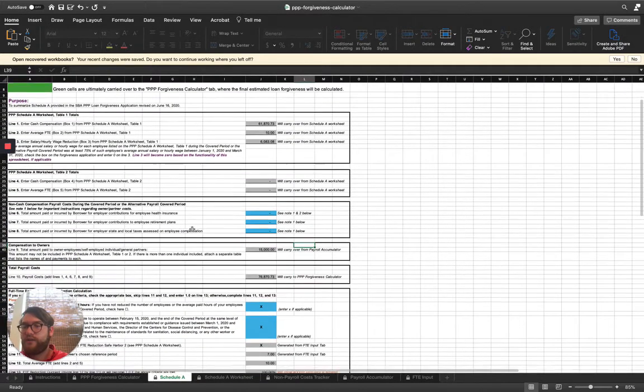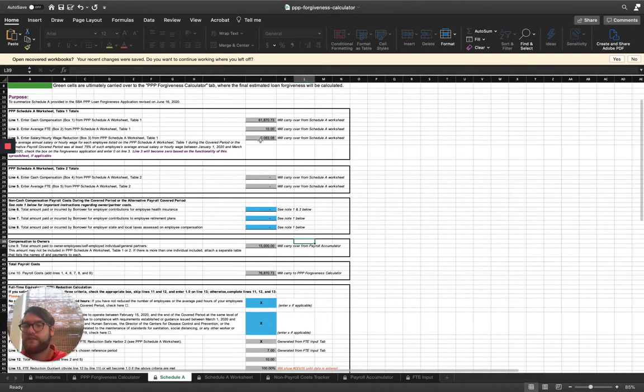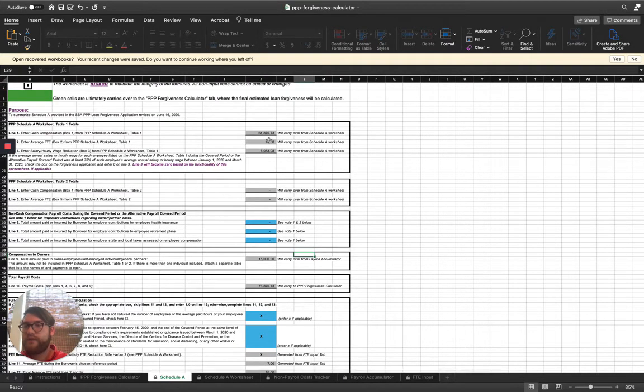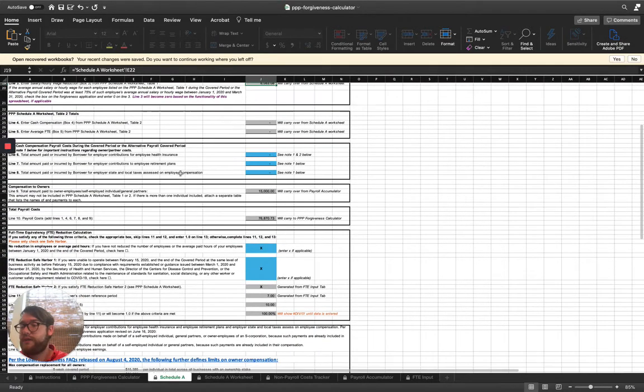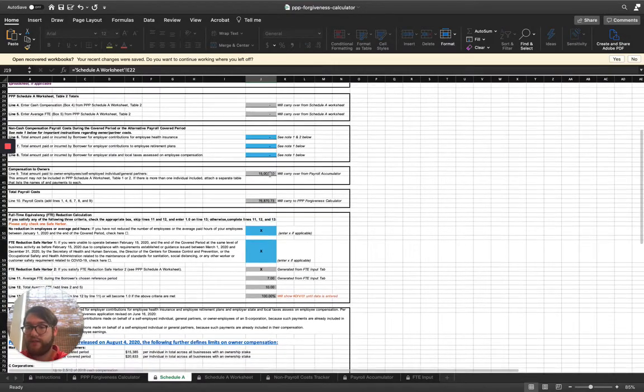Schedule A here will have you do a few other things. A lot of this is going to autofill here. So inner line 1, that's going to carry over. All of these are going to basically carry over from previous entries. But we are going to want to put in here if you had any type of employee health insurance contributions, put in that amount there. I'm saying that this one doesn't have it. Same thing with retirement plans or local taxes assessed on employee compensation. Put in those amounts and make sure you provide payment receipts for those.